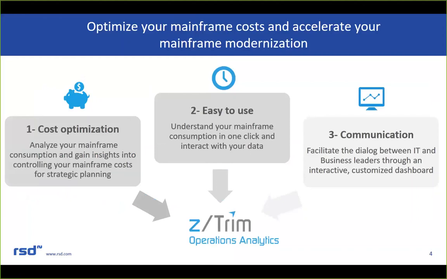To optimize mainframe cost and accelerate modernization, information alone is not sufficient. There's access to meaningful information that will facilitate the conversations to enable optimization and modernization. First of all, it's important to focus on cost optimization. ZTrim allows you to analyze mainframe consumption using key performance metrics built into the product to gain insight for decision making. It's easy to use.